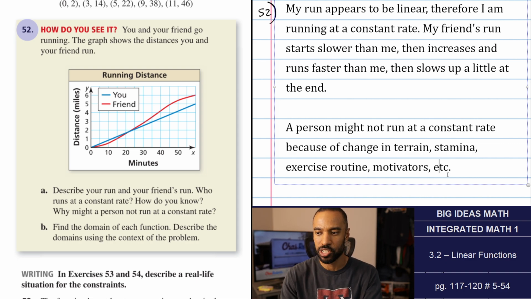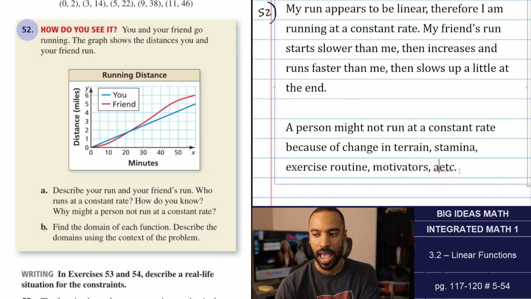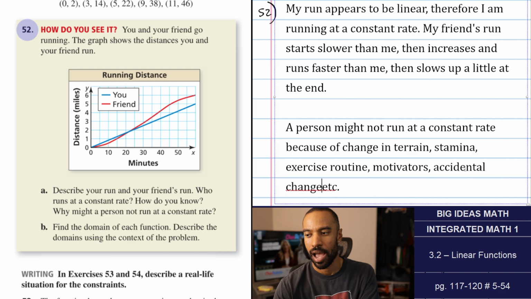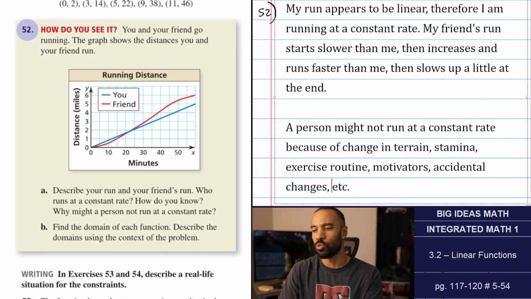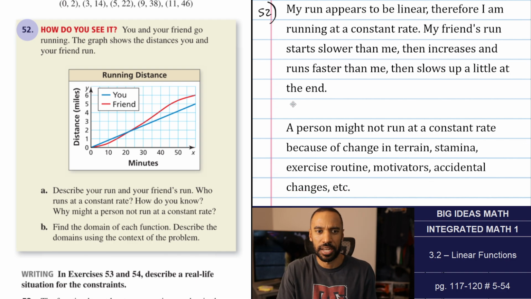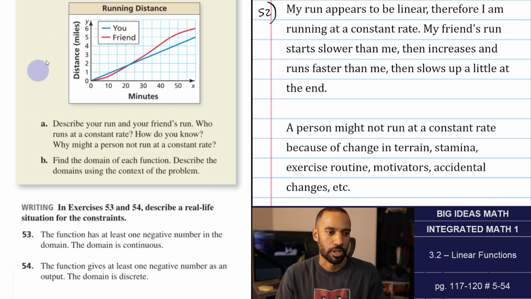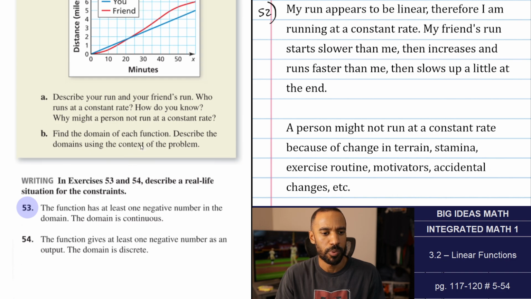You might just do it by accident. And accidental changes. I'm pretty good. Like when I do running, I'm pretty good at accidentally running the same speed the whole time. You know what I mean? Maybe plus or minus 0.1 miles an hour. But for the most part, I'm pretty good at it.